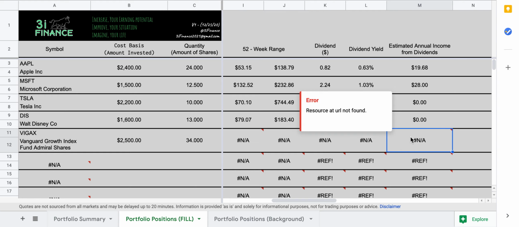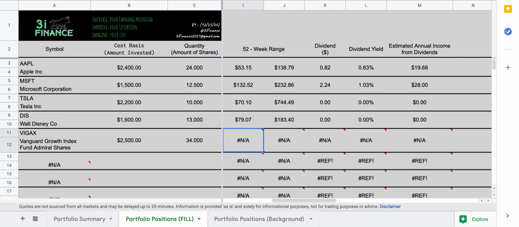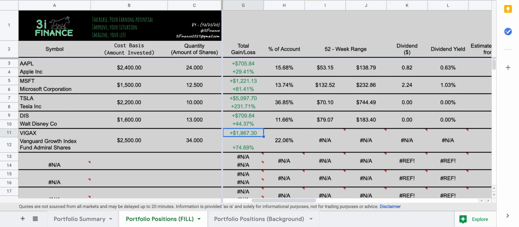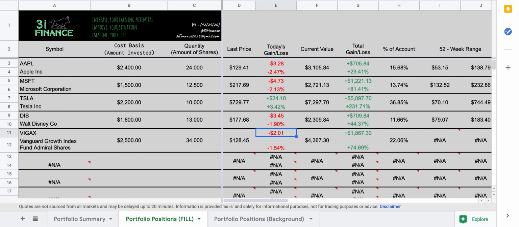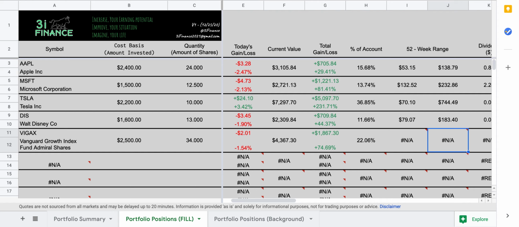One thing to note here on this tab is that not all of the ticker symbols that you enter will prompt the population of the following cells. So if we see here, VIGAX doesn't display the rest of the information populated in the other cells. And this is because the information isn't being provided in the place the data is being pulled from. So if you see a not applicable or error sign, there's no need to worry. The spreadsheet should still run just fine.